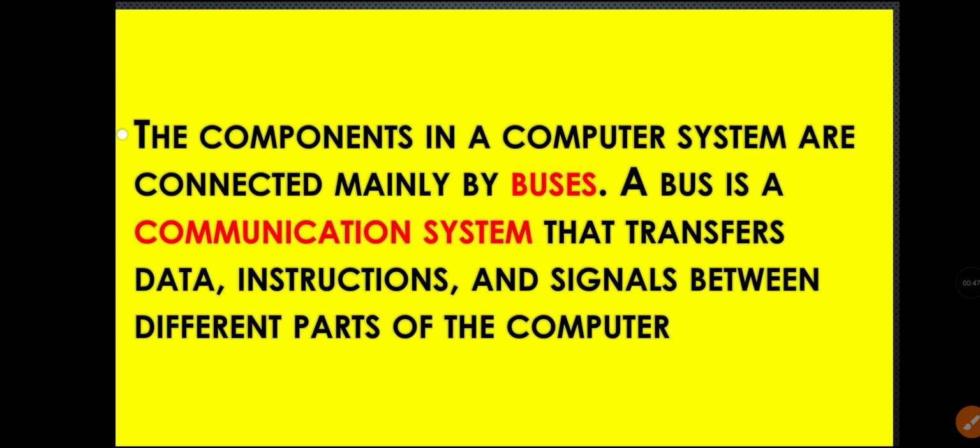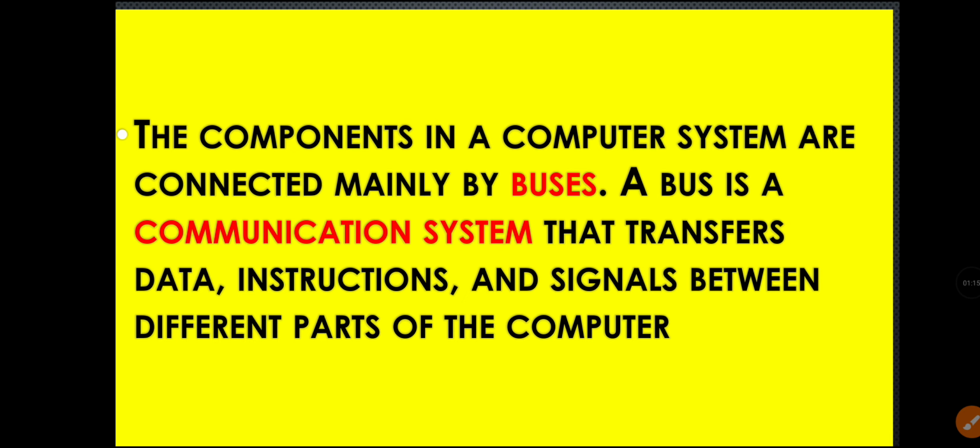You see, first of all, the components in a computer system are connected mainly by buses. My dear students, I repeat once again, whatever the components are there in a computer system, they are connected mainly by buses. Just look at the red colored word, buses. Then the question is, what is a bus?